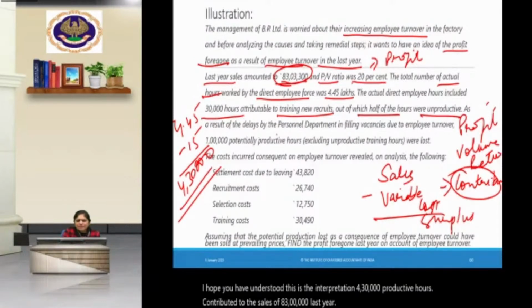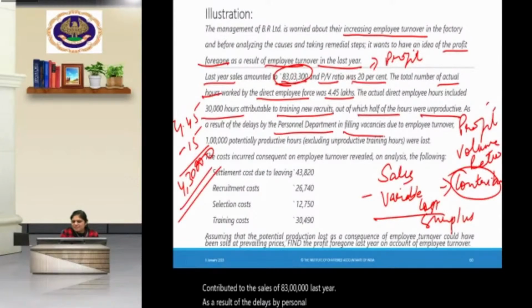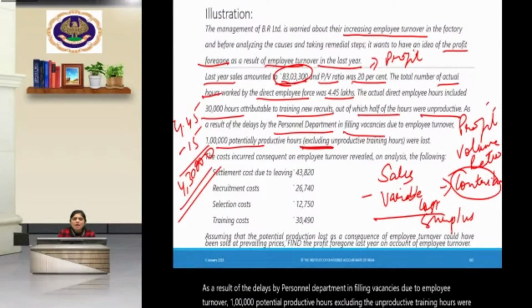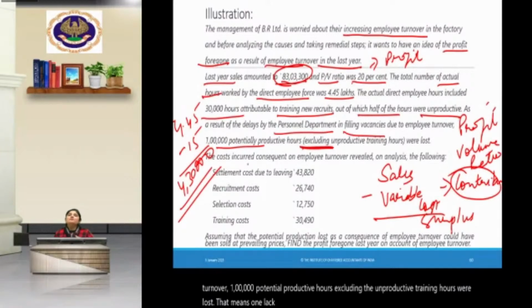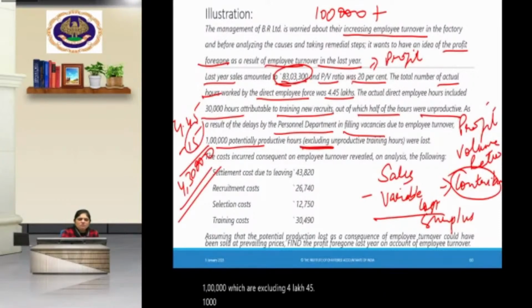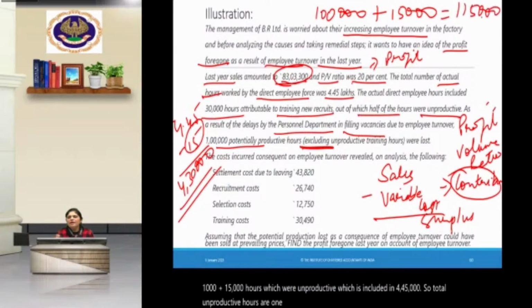As a result of the delays by the personnel department in filling vacancies due to employee turnover, 1 lakh potential productive hours, excluding the unproductive training hours, were lost. That means the 1 lakh hours are excluding the 4,45,000. So 1 lakh hours were simply lost. So total unproductive hours are 1 lakh, which are excluding 4,45,000, plus 15,000 hours which were unproductive, which is included in 4,45,000. So total unproductive hours are 1,15,000. I hope you have understood this.